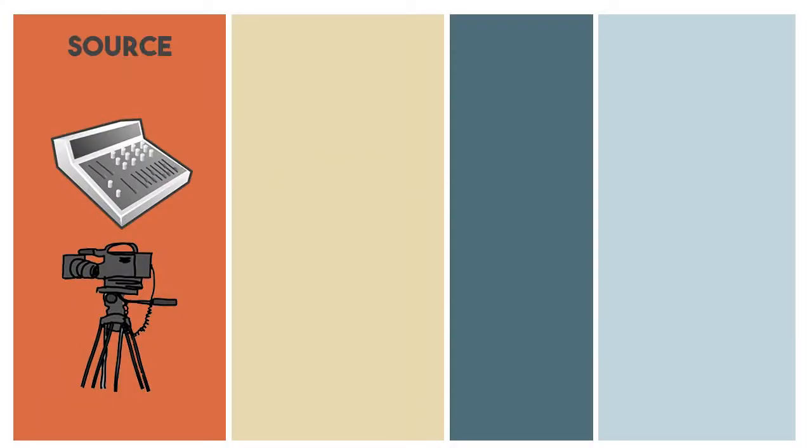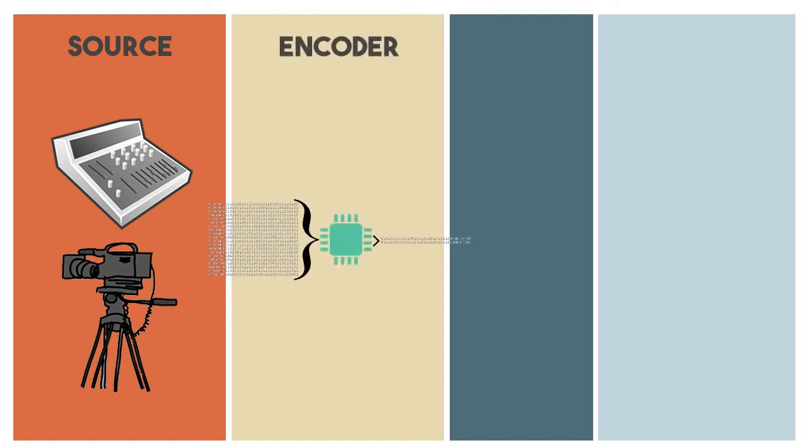To understand the difference, let's take a quick look at the components of any live streaming system. First, any live streaming video system is going to have some sort of video source. That could be a single camera or the output of a video switcher using multiple cameras and graphics. Then we have an encoder. The encoder takes the video and audio and compresses it to be streamed over the internet.